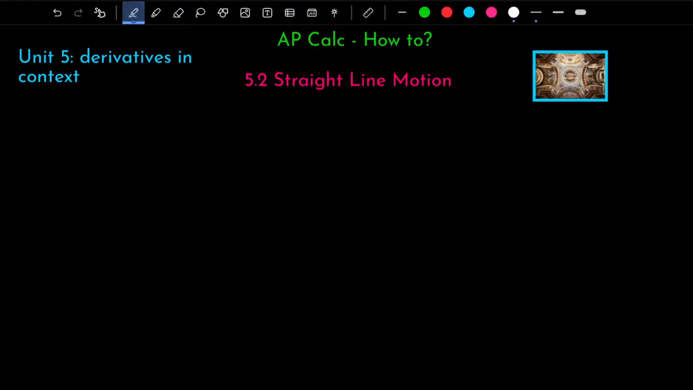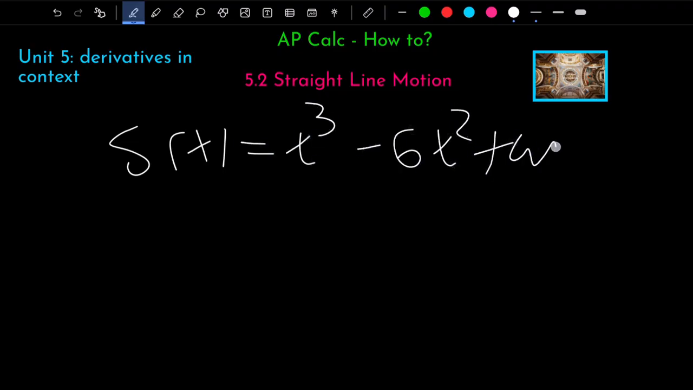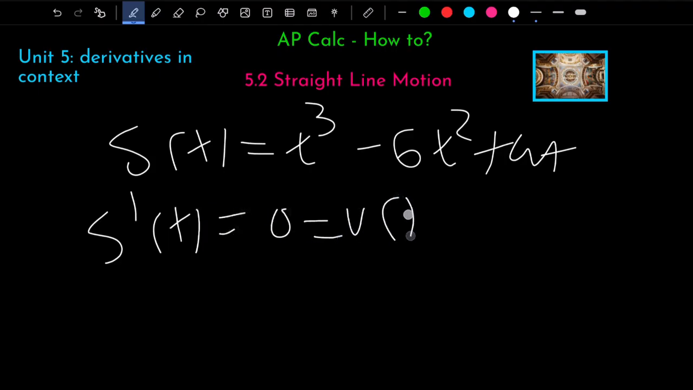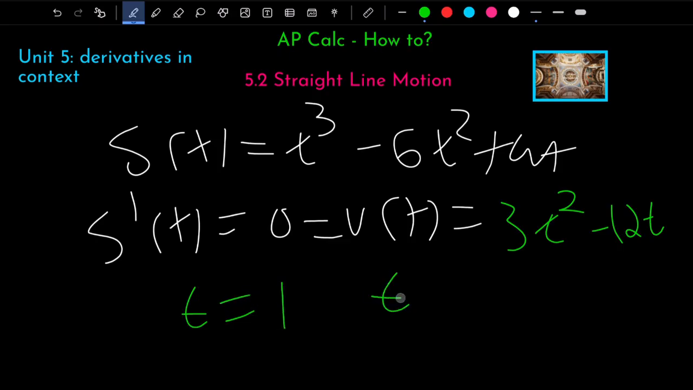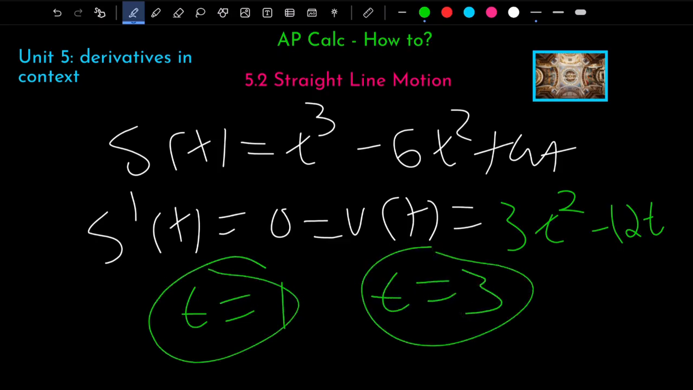Problem 1. Suppose s of t equals t cubed minus 6t squared plus 9t. When is the particle at rest? To solve this, we set s prime of t, the velocity, equal to 0. v of t is 3t squared minus 12t plus 9, and setting it equal to 0, you get t equals 1 and t equals 3. So these are the times where the particle is at rest. Example number 2.